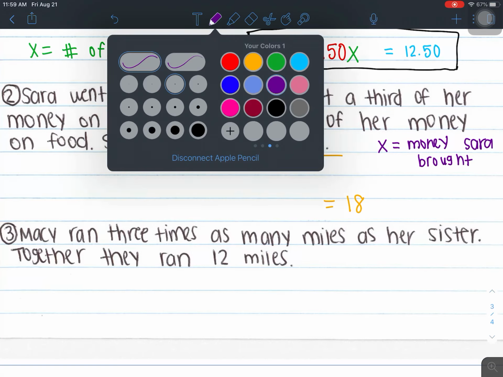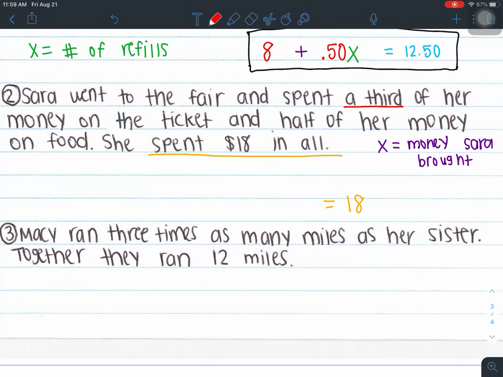So let's break this sentence back down. She spent a third of. What does of mean to me? It means multiply. So I know I have a third. Remember, we want to represent that the easiest way possible, which is going to be a fraction. So I know I'm going to multiply something to a third. What am I going to multiply to it? Her money. Remember, I have no idea how much money she brought with her. So I know that I'm going to multiply it with X.